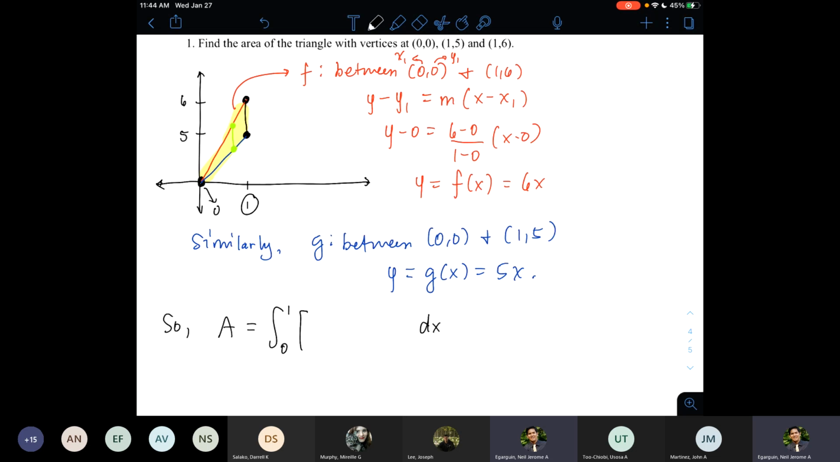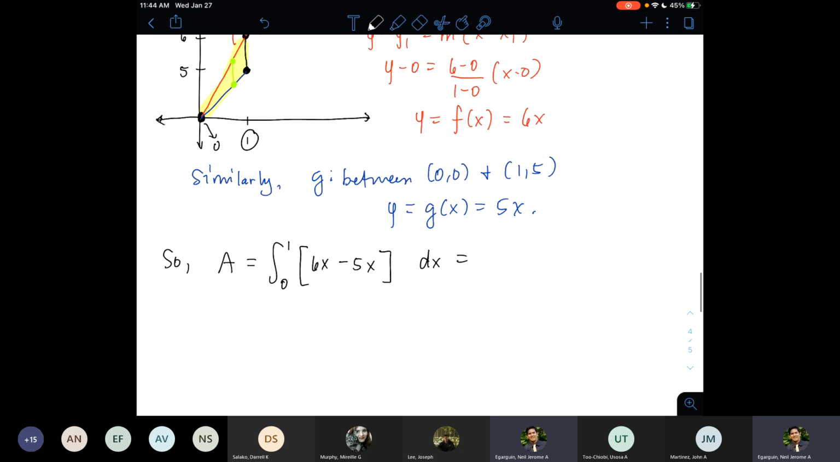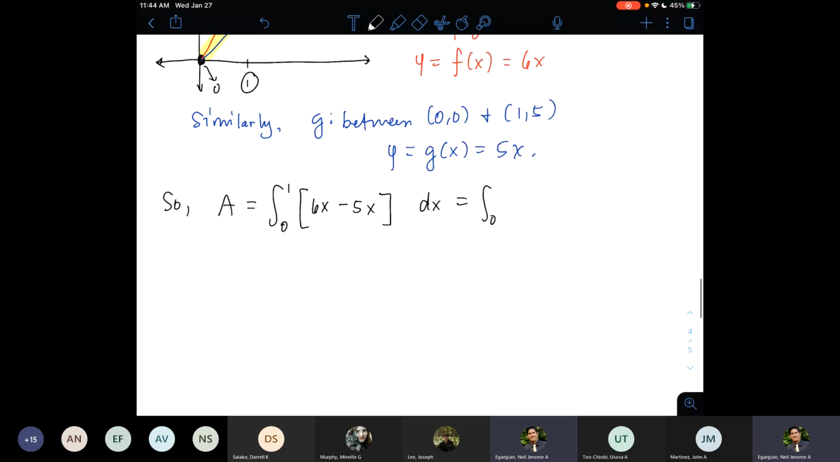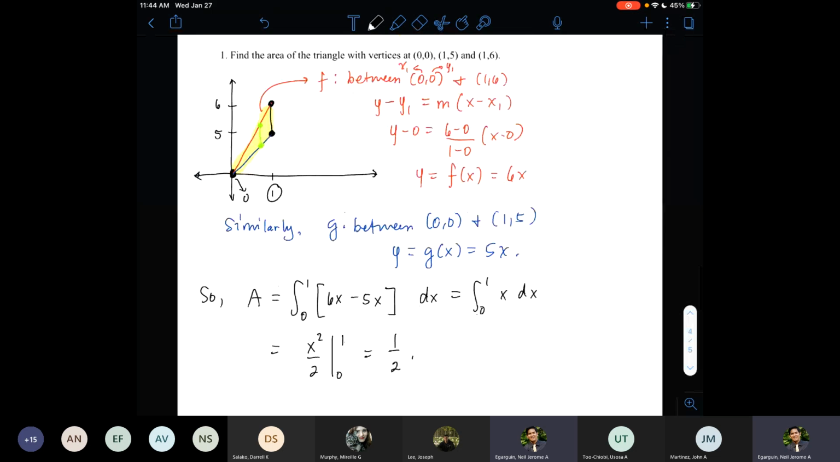Top function is 6x. Lower function is 5x. And that's going to be the integrand. And so all we need to do is to evaluate this integral. So we have x dx, and that would be x squared over 2, evaluated from 0 to 1. And that's going to be 1/2. So the area of that triangle is 1/2. Good?